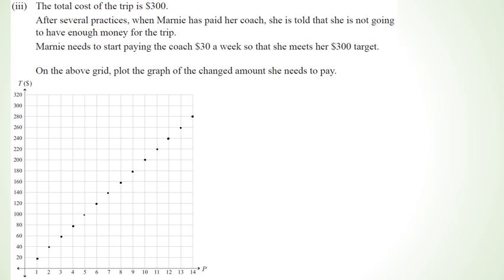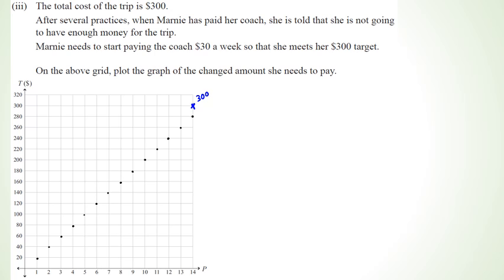All right, guys, so with the third question, what happens is the total cost of the trip was $300. And after several practices, Mani has paid a coach. She's told that she's not going because, well, she can't actually meet that $300 target. Now, basically the question says Marnie needs to start paying the coach $30 a week so that she meets her $300 target. So in the grid here, plot the graph of the changed amount she needs to pay. So what it's asking you is, she's got to meet her target of 300 at the end of the 14 weeks. All right. So that's going to be at 300.